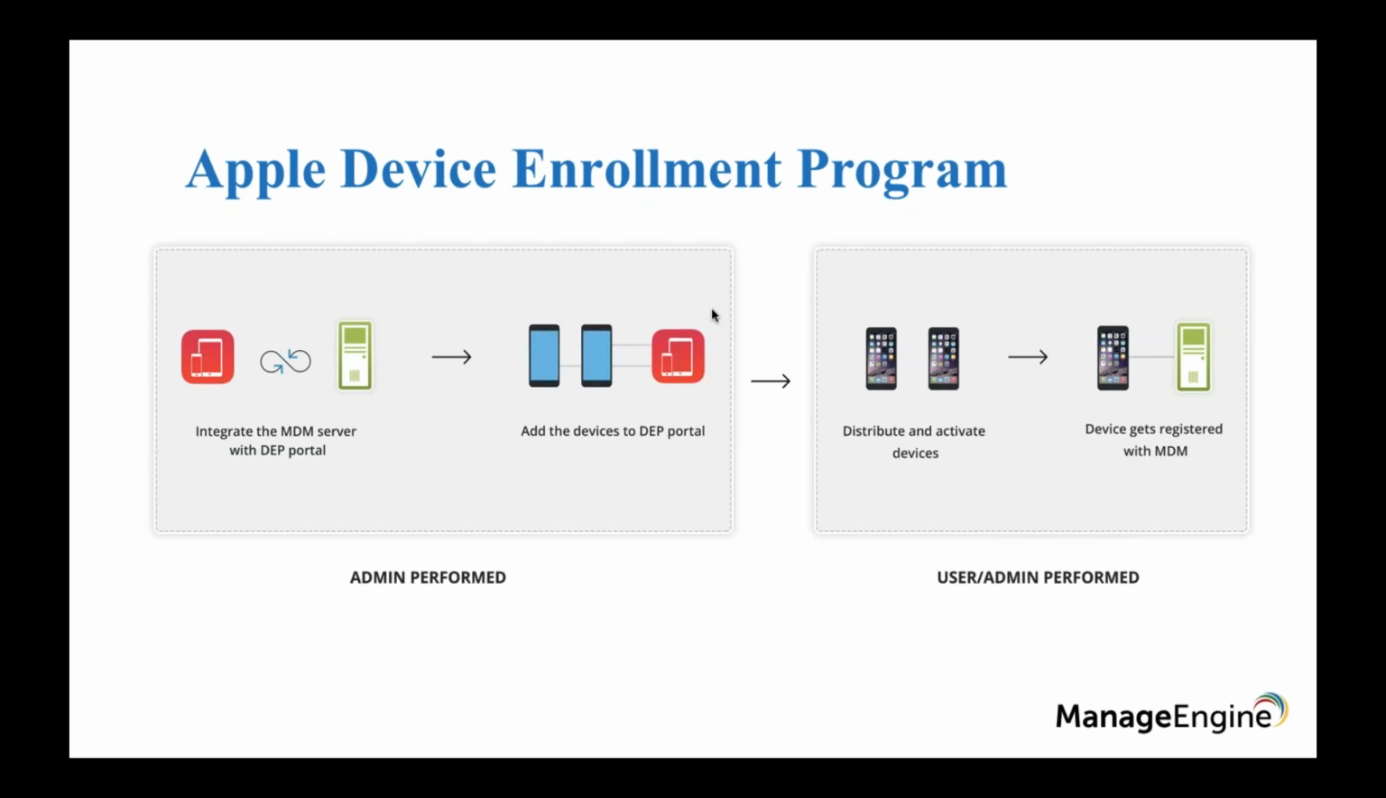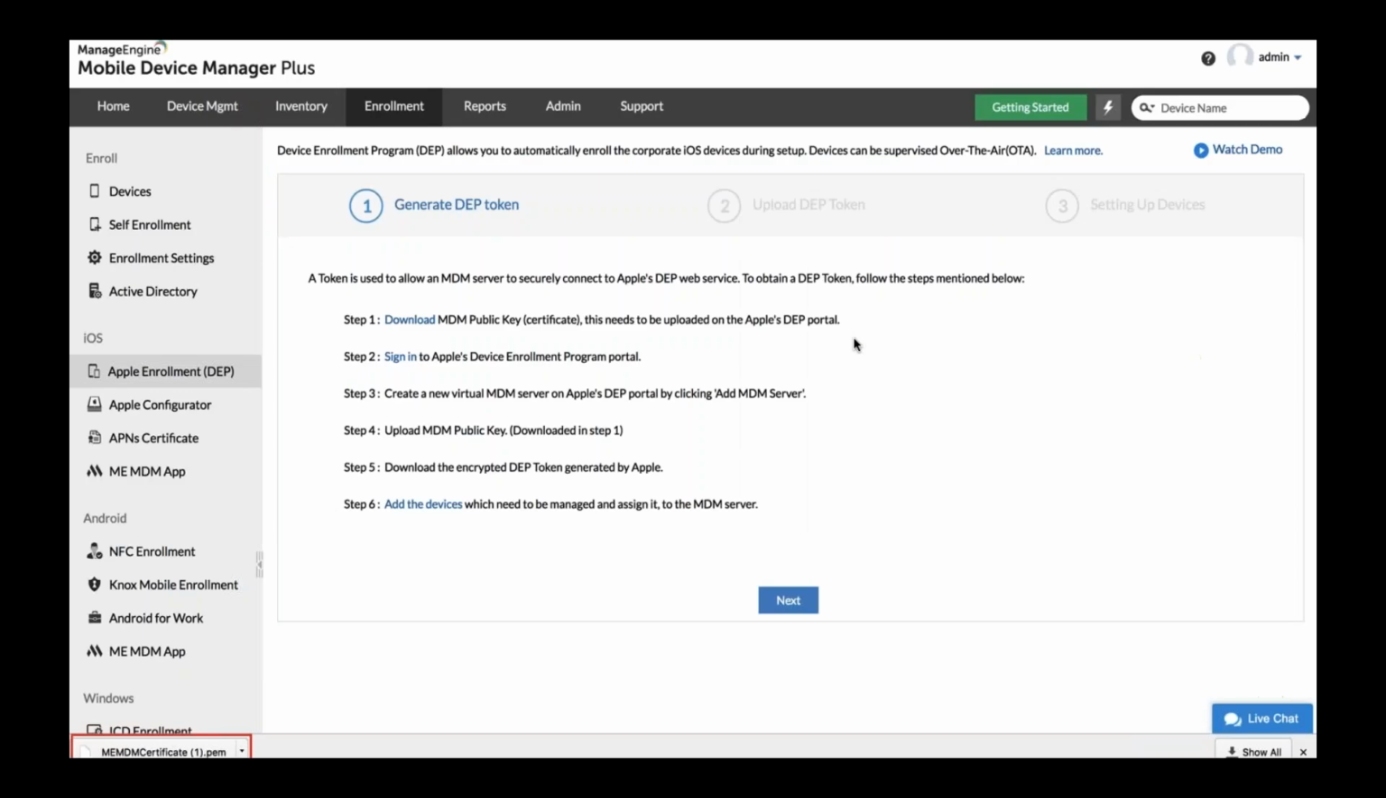The first step that we have to perform is to integrate our MDM server with the DEP portal. The next is to add our devices to this portal. Since the MDM portal and the DEP portal are already in sync, the devices are essentially being added to the MDM server itself. These are the steps that need to be performed by the administrator. The rest of the steps can be taken care of by either the user or the administrator. The next step is to distribute and activate our devices. Once the activation is completed, the device automatically gets registered with MDM. So let's see how we can perform these steps.